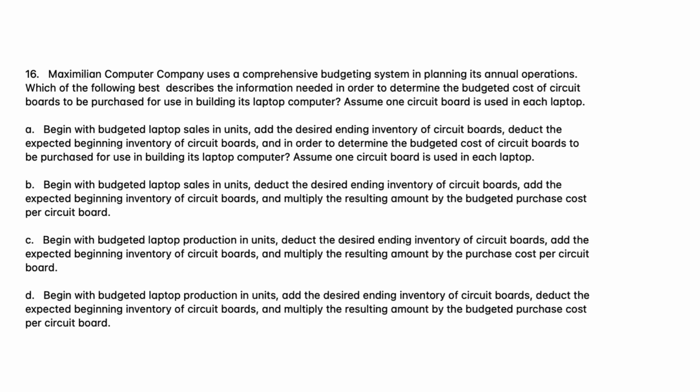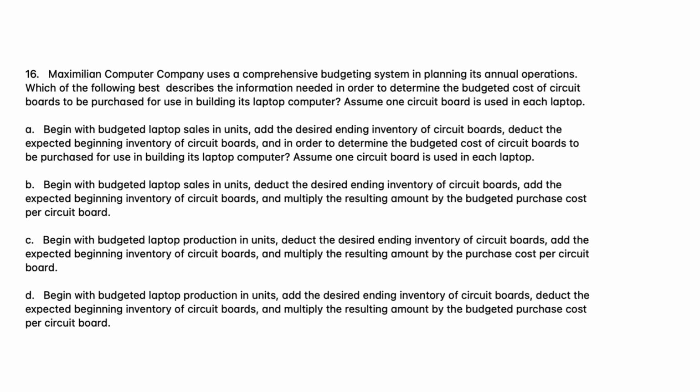A. Begin with budgeted laptop sales in units, add the desired ending inventory of circuit boards, deduct the expected beginning inventory of circuit boards, and multiply the resulting amount by the budgeted purchase cost per circuit board. B. Begin with budgeted laptop sales in units, deduct the desired ending inventory of circuit boards, add the expected beginning inventory of circuit boards, and multiply the resulting amount by the budgeted purchase cost per circuit board.